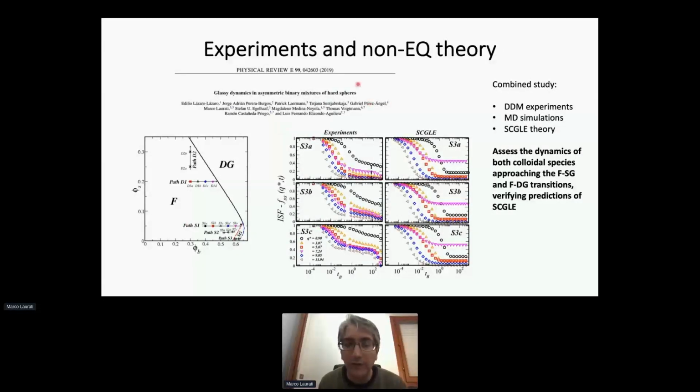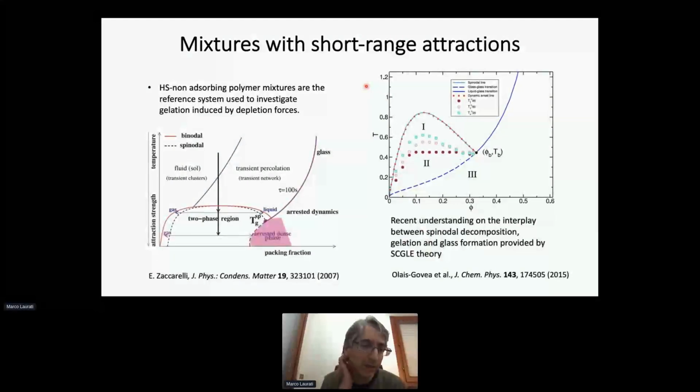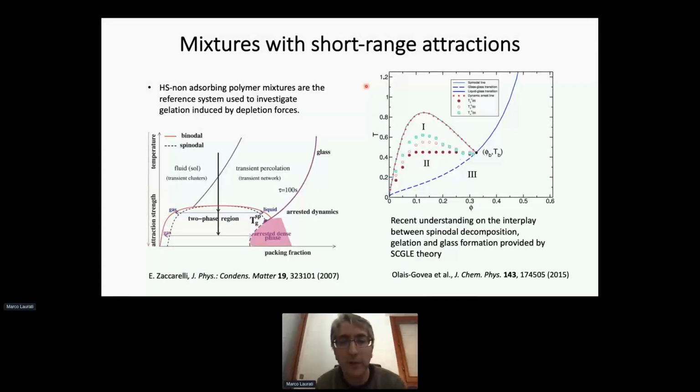So now this is, as I said, for the first part of the talk, and now I will try to be quick on the second part, which, as I said, is a bit preliminary. So the idea is that we can use a similar approach, of course, to investigate also the other side, basically, of these non-equilibrium arrested systems, which is gel systems, which are formed by attractive colloids.